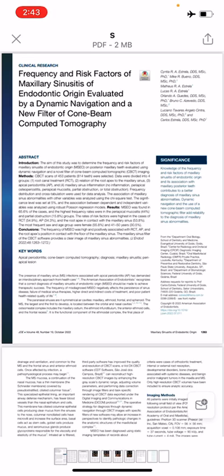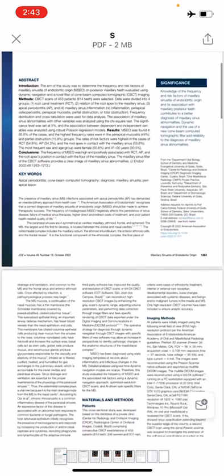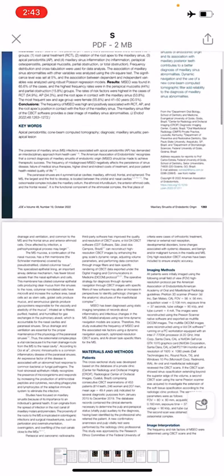The American Association of Endodontists recognized that correct diagnosis of maxillary sinusitis of endodontic origin should be made to achieve therapeutic success, and the frequency of misdiagnosis negatively affects the persistence of sinus disease. The aim of this study was to determine the frequency and risk factors of maxillary sinusitis of endodontic origin in posterior maxillary teeth, evaluated using dynamic navigation and novel filter cone beam computed tomography imaging.